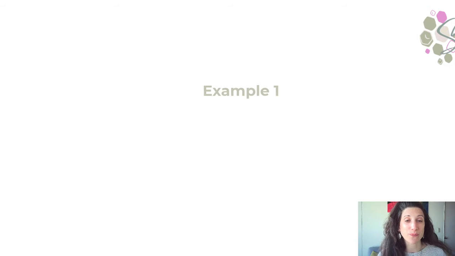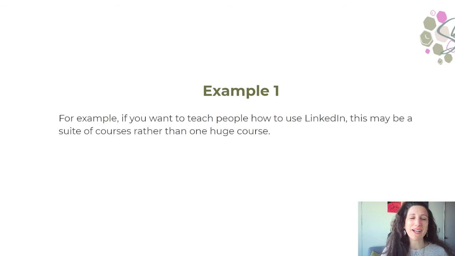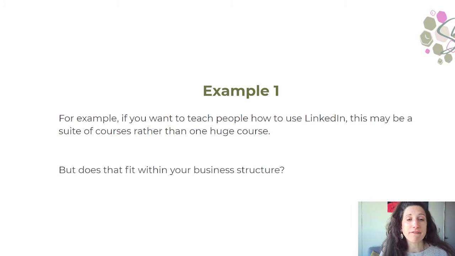Let's have a look at step 2. Before we do, let's have a look at some examples. So example 1 of identifying a suitable course structure is if you want to teach people how to use LinkedIn. You might be creating a suite of courses, because with LinkedIn there are so many different types of training that you can possibly do. Maybe it becomes a suite of courses or a membership. Let me ask you though, does that fit within your business structure? Maybe it's not right for your business.